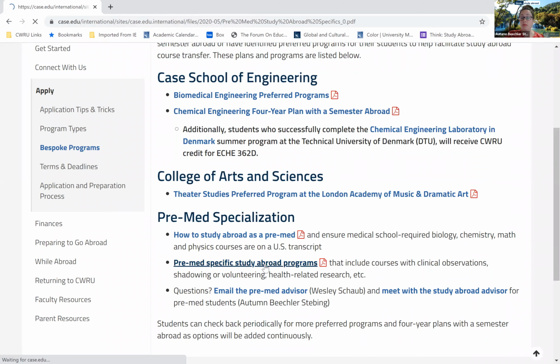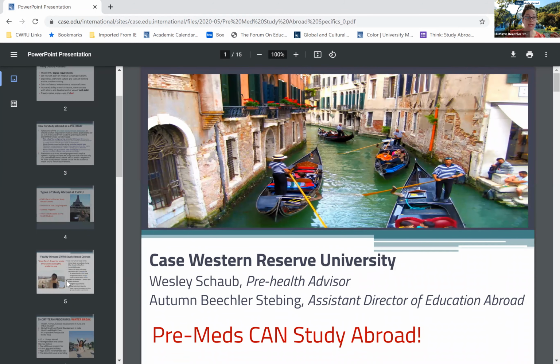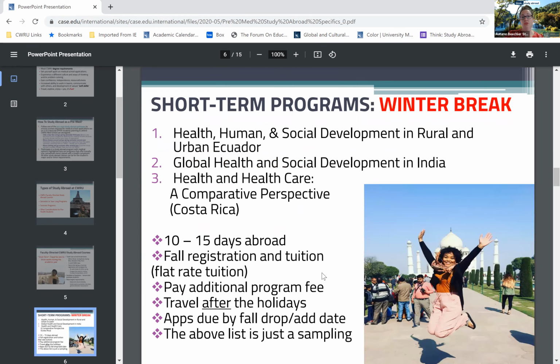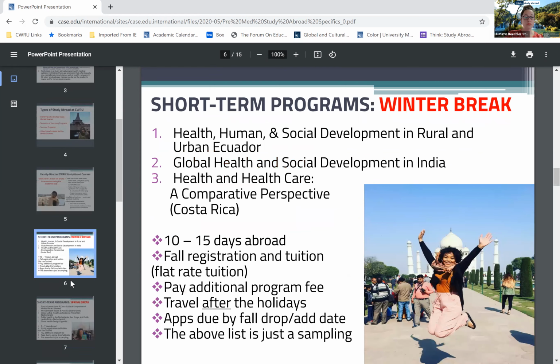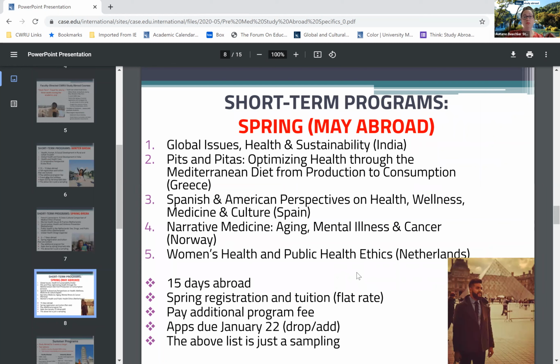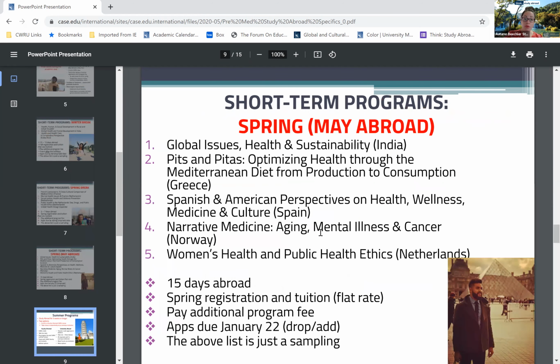Then step two is what kind of program do you want to go on? If you are interested in a faculty-directed CWRU study abroad course, these are 3 credit-hour Case classes that go over school break times. They are tied to your fall, spring, or summer registration. They come with an extra program fee, and they're available to everybody: freshmen, seniors, graduate students. Some of them that are health focused during winter break are listed here. Health focused during spring break are listed here. And then we have this term called Spring May Abroad, which is a spring registration, but you go in May. And then of course there are summer programs as well.